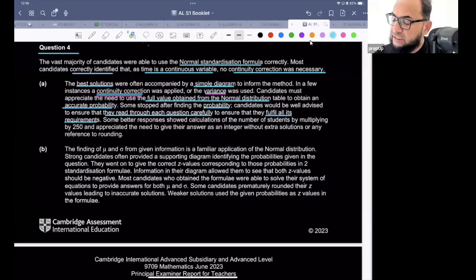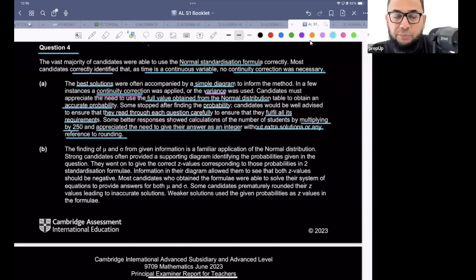Some better responses showed calculations of the number of students by multiplying by 250 and appreciated the need to give the answer as an integer without extra solutions or any reference to rounding off, because since we are talking about the number of students, you have to round it off. And then later on, what does it say?